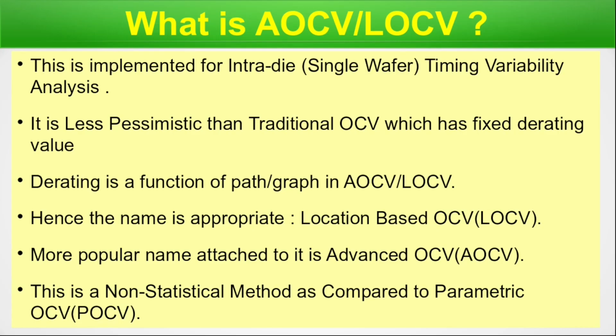It is an advanced version of the OCV variation where we take into consideration the derating variation depending upon the path, in traversing from one end of the wafer to the other end of the wafer of the single chip. However, in these paths, there will be logic gates. We are not moving randomly. We are done with this particular slide, so let's move on.